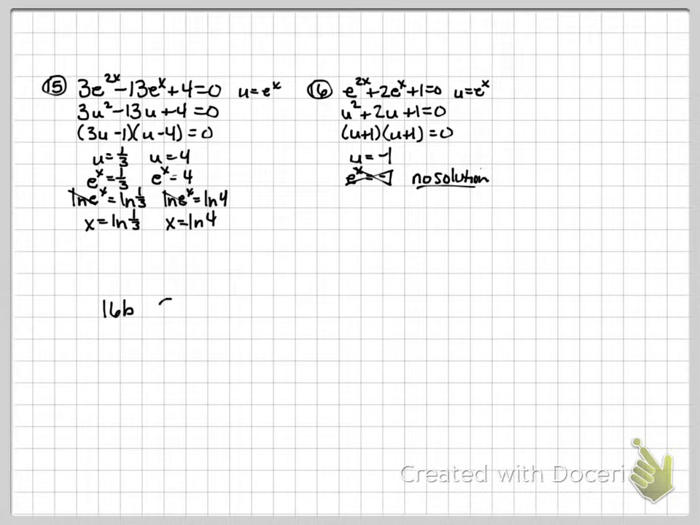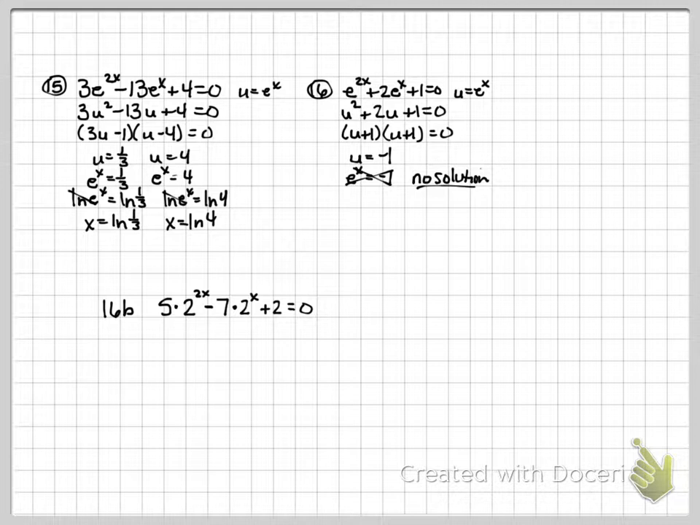Okay, so it's going to be 5 times 2 to the 2x power, plus 7, or excuse me, not plus, I wrote it down wrong, I'm sorry, minus 7 times 2 to the x plus 2 equals 0. Okay. So here's what I'm going to do.